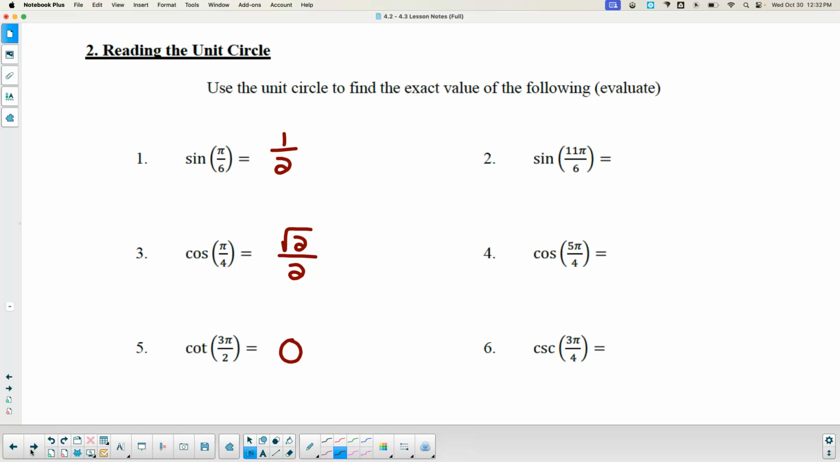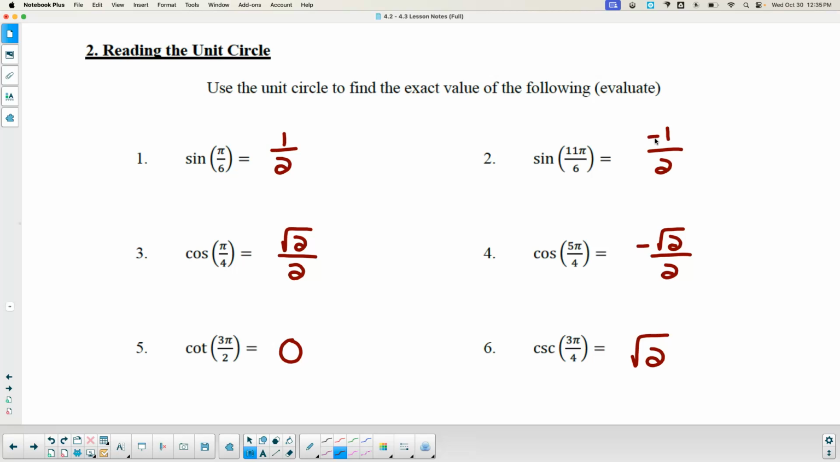So, you figure out for me 2, 4, and 6, please. 2, 4, and 6. I get negative 1 half. I get negative root 2 over 2. And I get the square root of 2. I would love to do number 6.